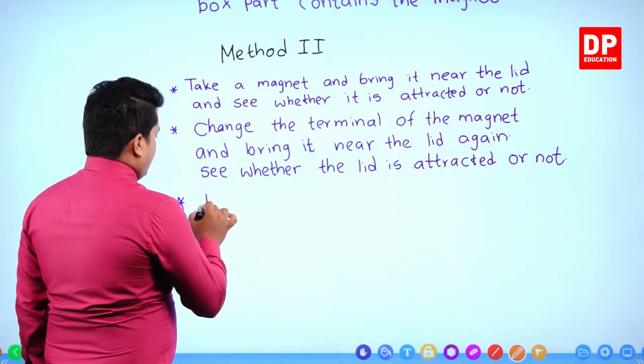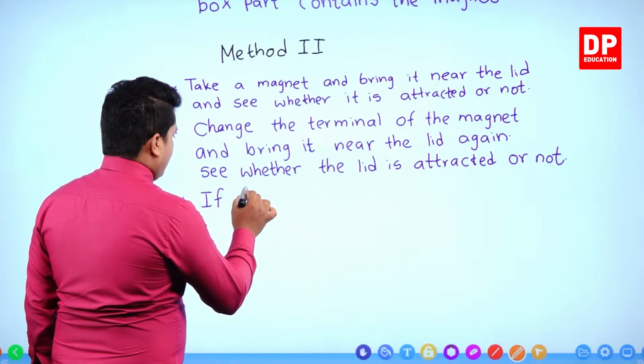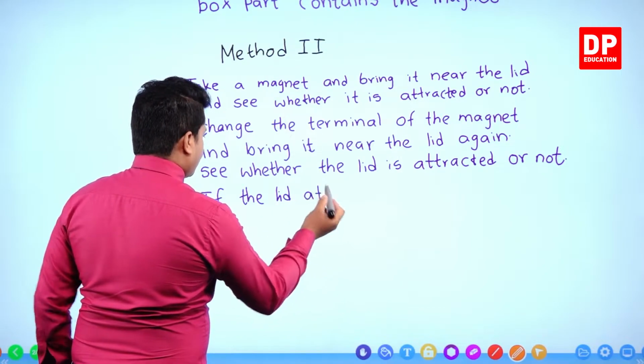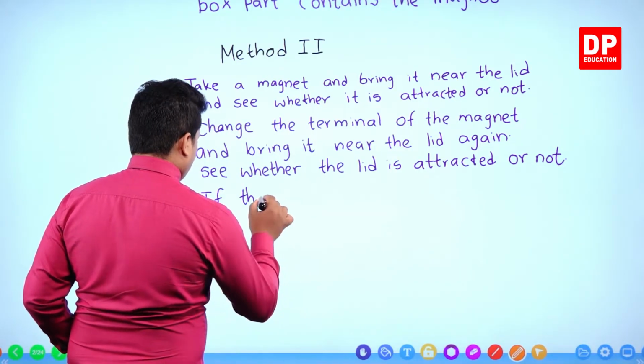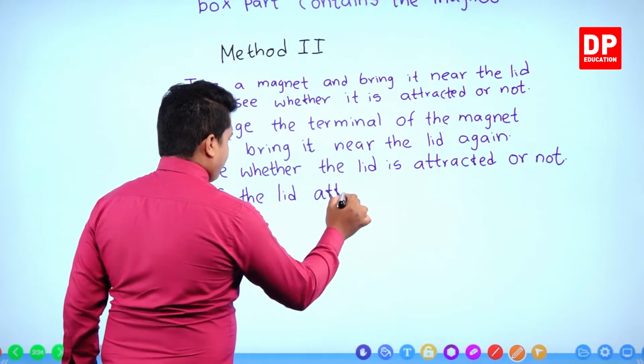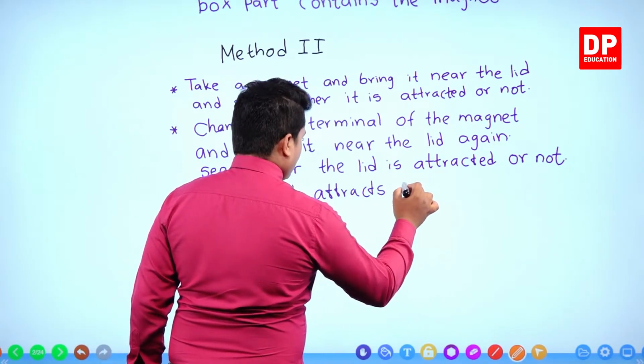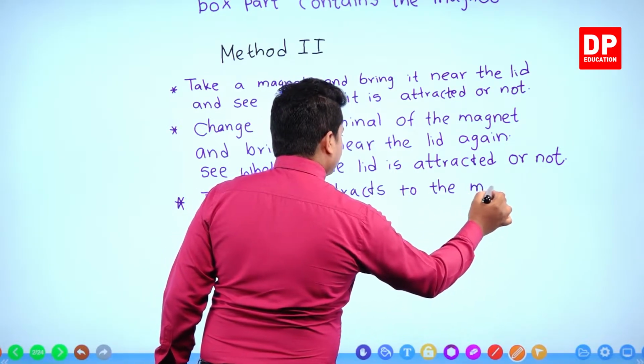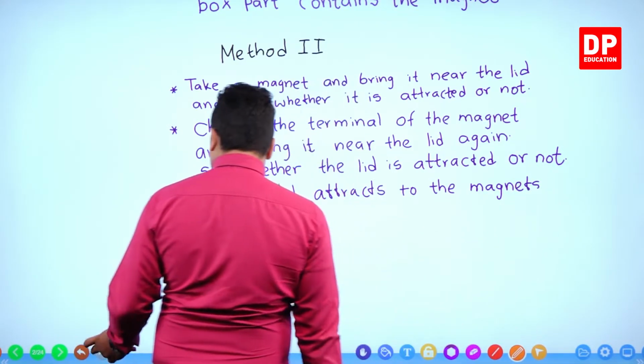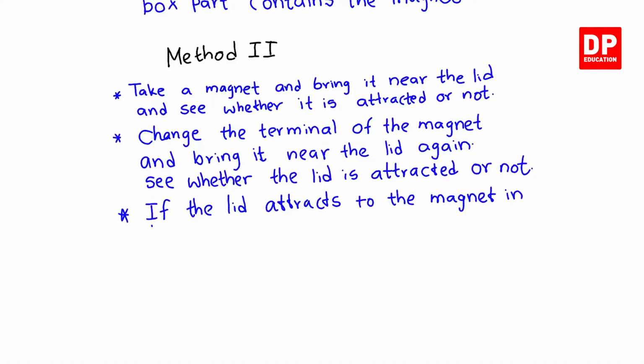So if the lid attracts to the magnet in both occasions, in both steps, then box part contains the magnet. Box part contains the magnet.